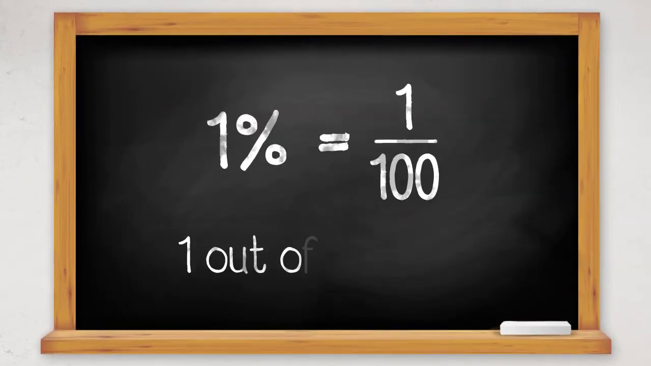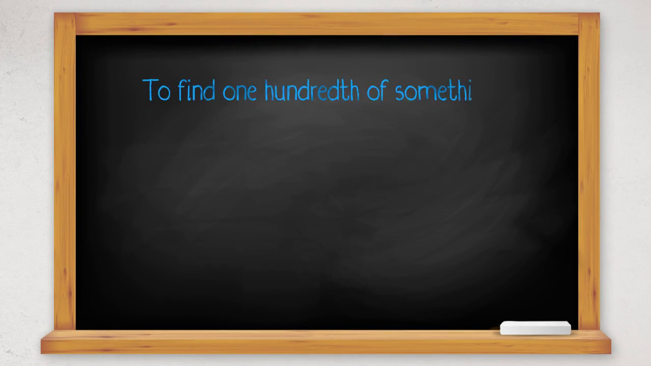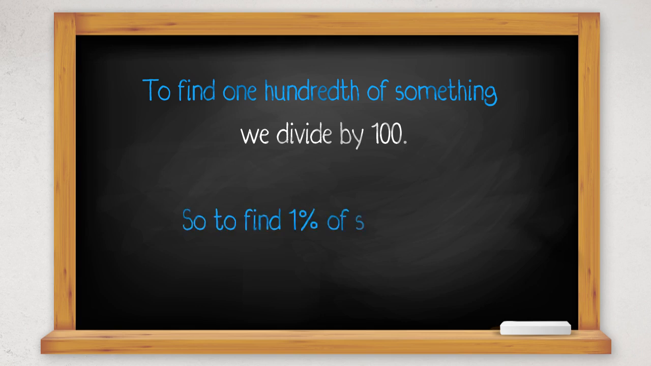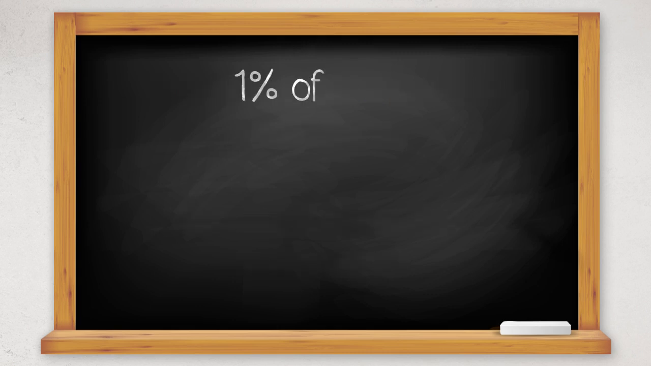1% means 1 out of 100. To find 1/100th of something, we divide by 100. So to find 1% of something, we divide by 100. So 1% of £400 is found by dividing 400 by 100 to get £4.